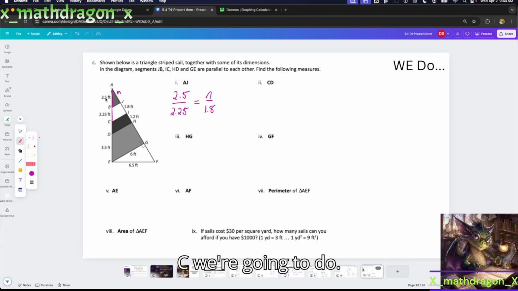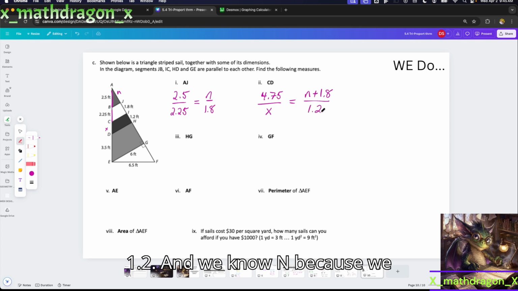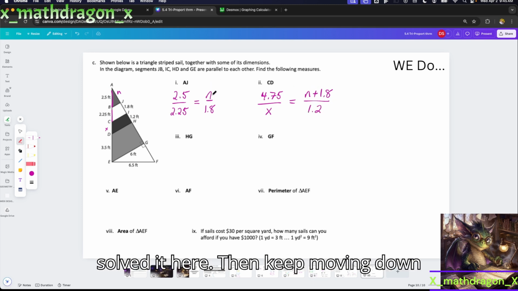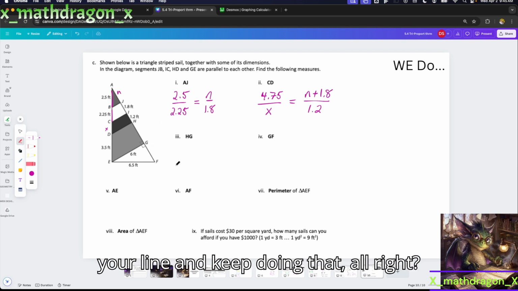So for C, we want 4.75 over, we'll call this x, equals n plus 1.8 over 1.2. And we know n because we solved it here. Then keep moving down your line and keep doing that, all right?